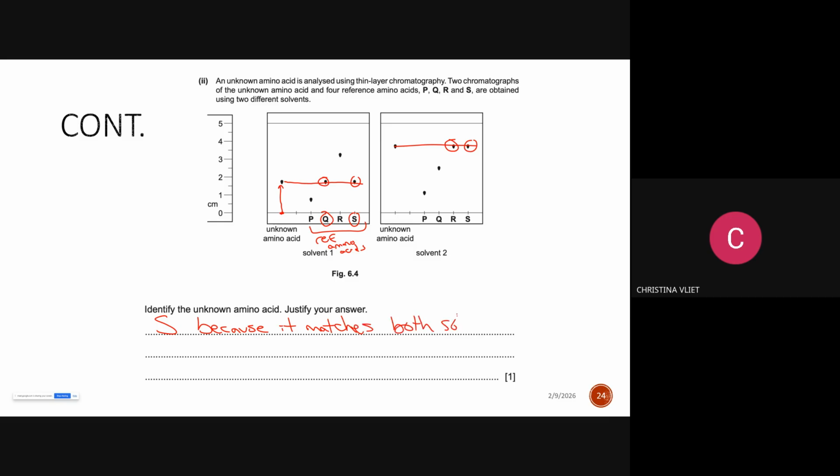In solvent 1, the unknown amino acid traveled as far as both Q and S. In solvent 2, the unknown amino acid did not travel to the same place as Q. It traveled to the same place as R and S. In both of them, only S was the same. So it's like matching to see how far it traveled in the different solvents.